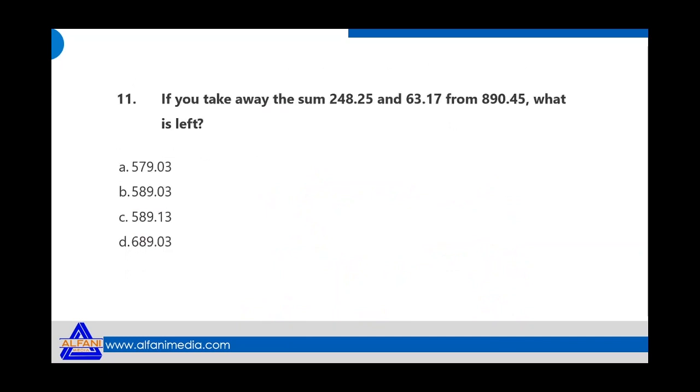So that's it. Now the next question, question 11: if you take away the sum 248.25 and 63.17 from 890.45, what is left? All that you need to do is to add up these two figures, this plus this, and you subtract the total from this. You can do it like this. We can have our 890 here.